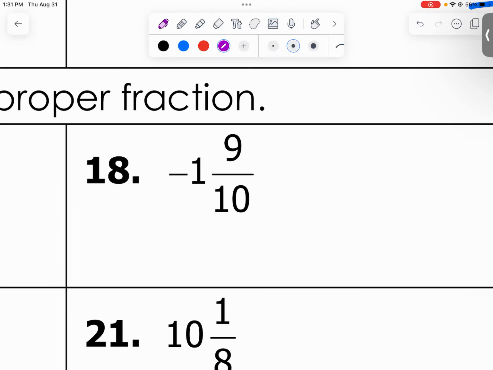What's wrong? It's negative. That's okay, just keep the negative out front. We're doing this one. I'm just trying to figure it out. Would you? Yeah, just like that. Okay. Yep.